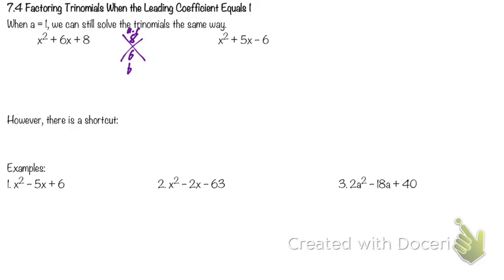Emily, what two numbers are you thinking? 4 and 2. Now, truthfully, does it matter if we do 4 and 2 or 2 and 4? No, it really doesn't. All that would change is your parentheses would be in a different order than somebody who did the other version, which is perfectly okay. So then we would split this up and we'd say, okay, the first term stays the same, the last term stays the same, and that plus 6x splits into plus 4x plus 2x.